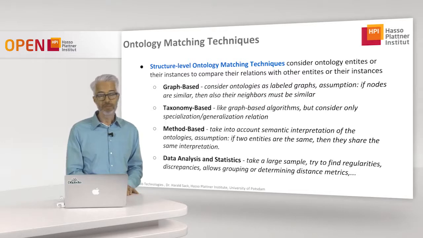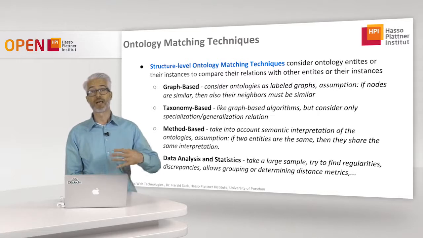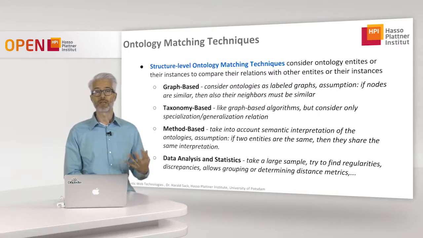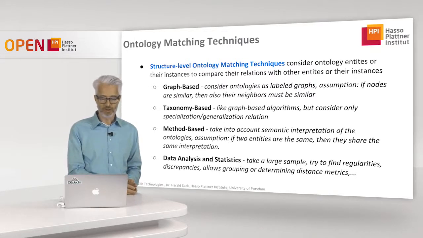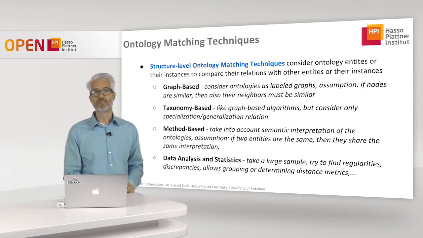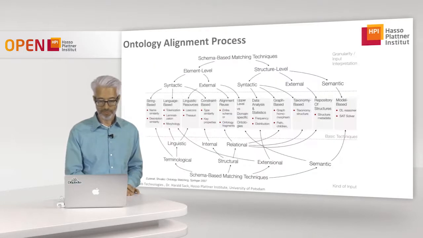And then, of course, you can take into account data analysis and statistics. So you take a large sample, you try to find regularities, pattern discrepancies and stuff like that, which allows you somehow a grouping or to determine a distance matrix between entities. And then you can, of course, somehow relate two ontologies based on their structural differences or structural similarities.